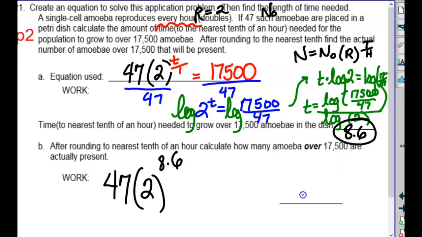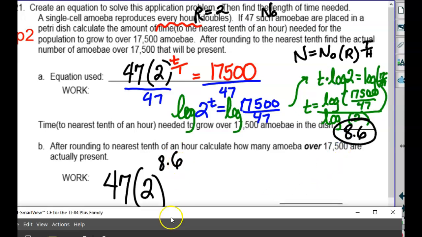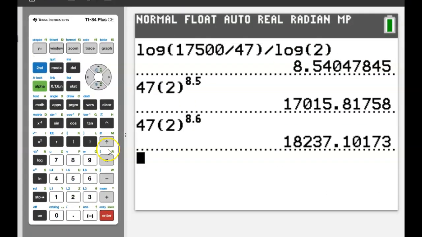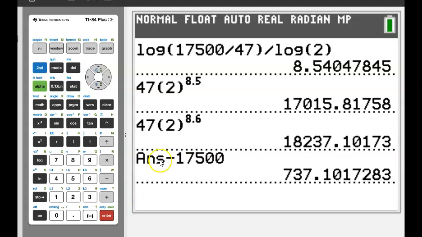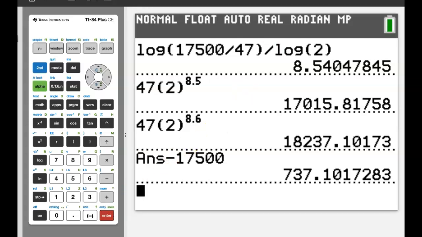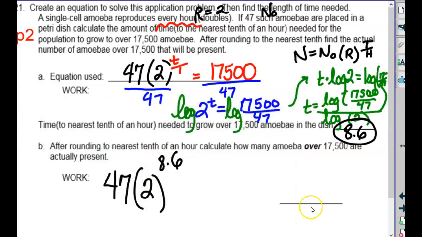And then how much over, so at the end we have to subtract the 17,500. Oh, okay. So I got 737. Did anyone get that?